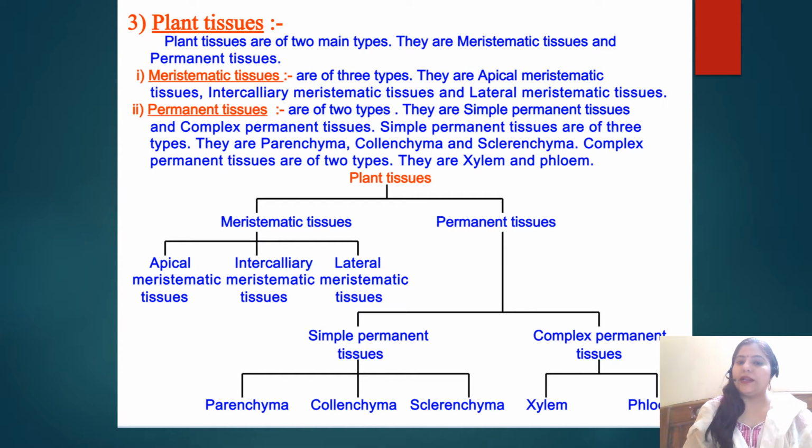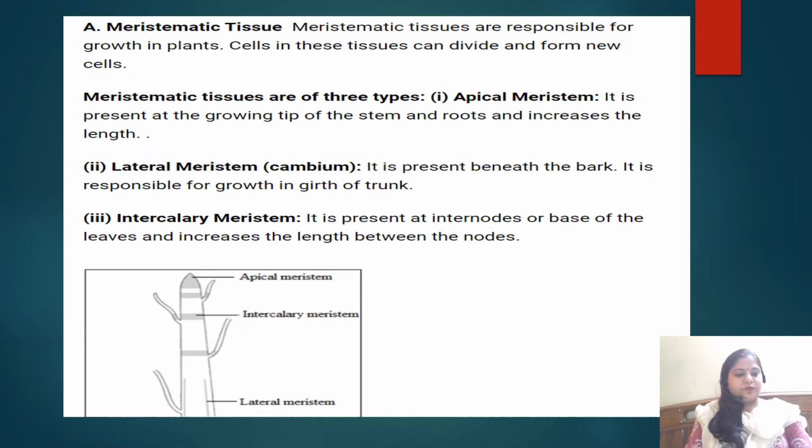Next, permanent tissues are basically the tissues which have lost the power of division. So now they have converted into permanent tissue. They are simple permanent tissue and complex permanent tissue, which have further classification. So we'll go on to understand them.